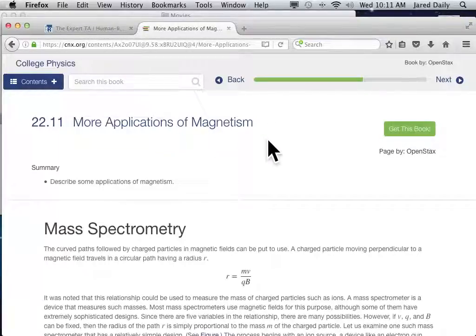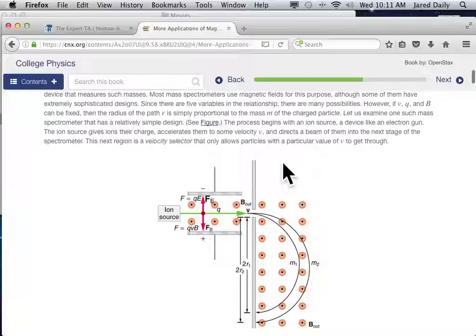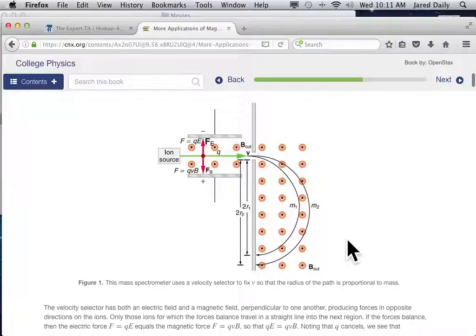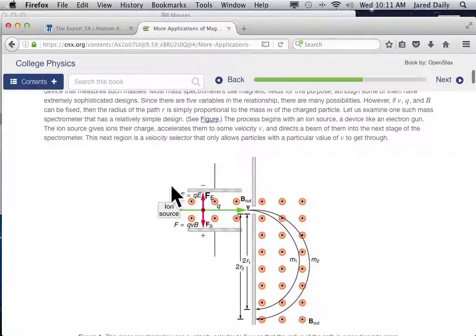Okay, and the last section is about mass spectrometry, which we already talked about, but let's go ahead and talk about it again. Remember that we talked about shooting particles into a magnetic field that have different masses, but the same charge, and the same velocity you could consider. So this device over here does a couple of different things.